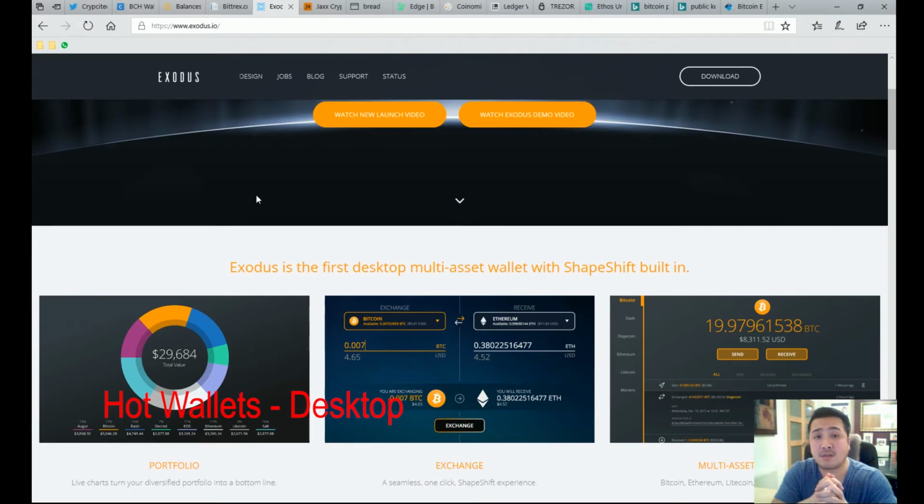Now in Exodus, for example, your private key is stored in your computer. So if there's any malware or spyware that's loose on your computer, they can essentially steal your private key and send your cryptocurrencies out.